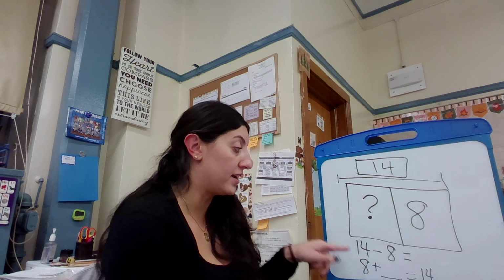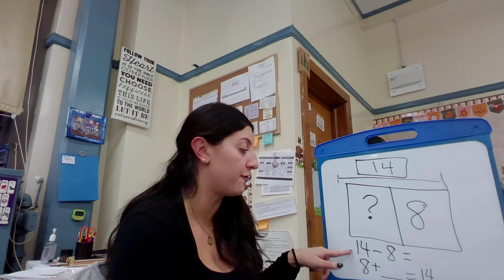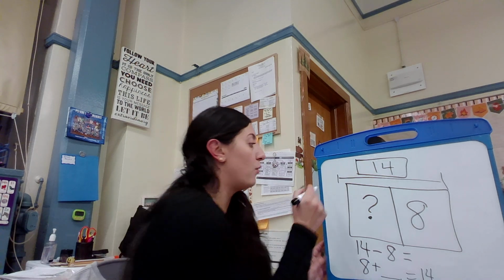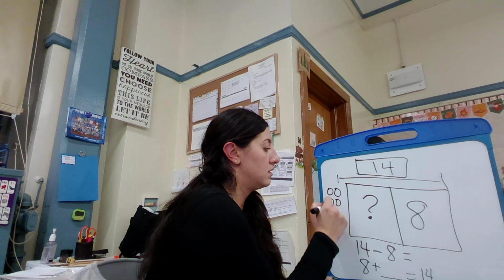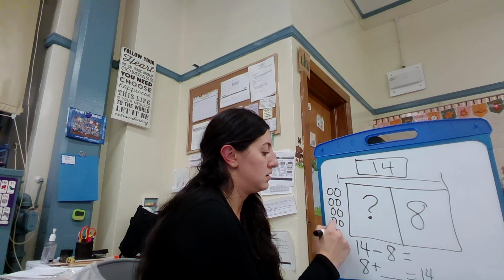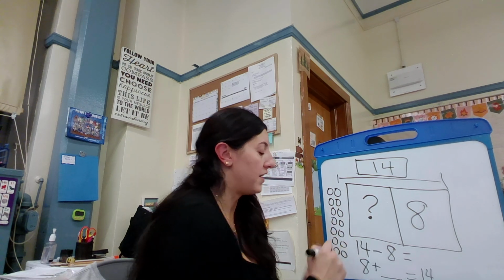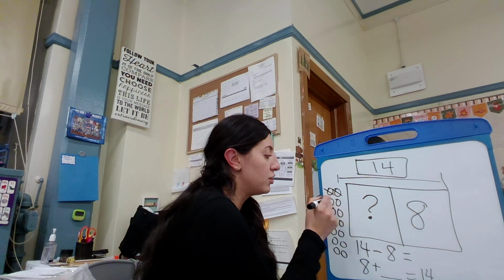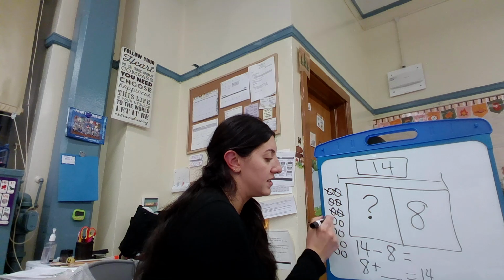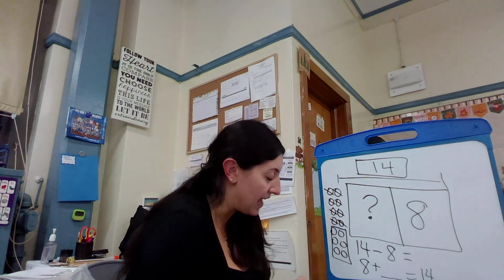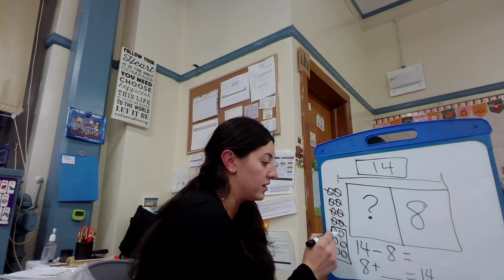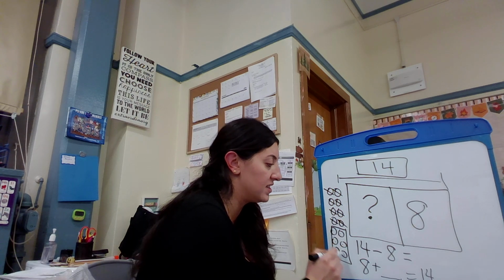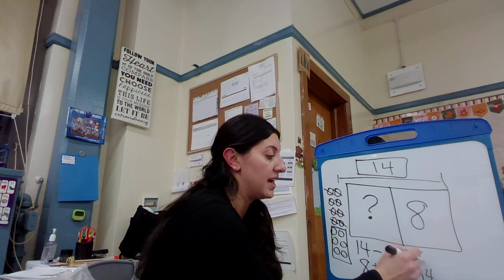So if we wanted to solve it using subtraction first, we could draw 14 circles. There's 14 circles, and we can cross out 8. 1, 2, 3, 4, 5, 6, 7, 8. Now we count the rest, which represents the question mark. 1, 2, 3, 4, 5, 6. So 14 minus 8 is 6.